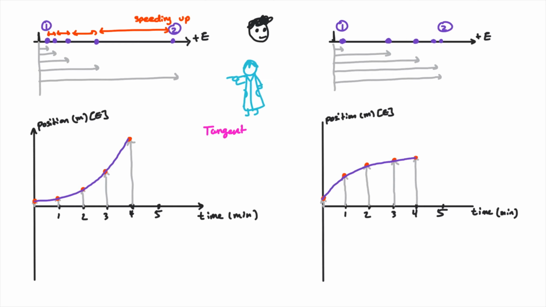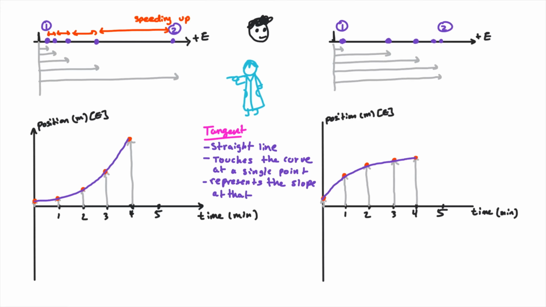Mr. S added the idea of a tangent. In general, a tangent is a straight line that touches a curve at a single point and represents the gradient or slope of a curve at that particular point. We can see that the steepness of the tangents for the curve for the position time graph are increasing.